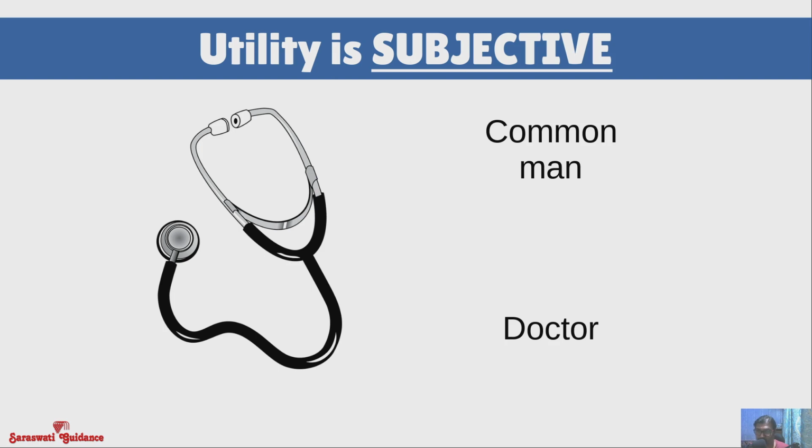For example, here this is the picture of a stethoscope. A stethoscope can be used by a common man and a doctor, but a common man cannot understand the exact use of the stethoscope, whereas the doctor definitely can. Naturally, there are two subjects here, common man and doctor, but the utility of the stethoscope is more to a doctor than to a common man. Thus, utility is subjective.